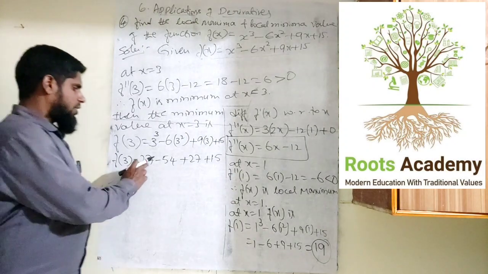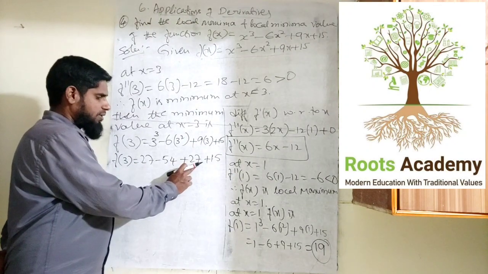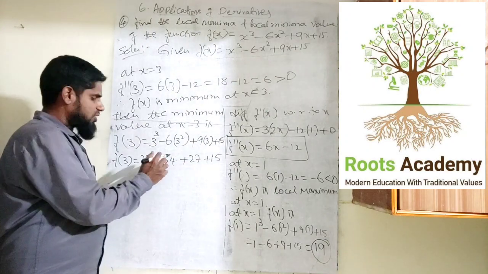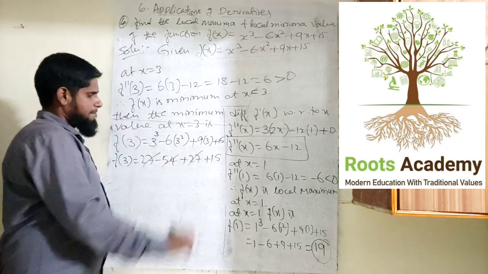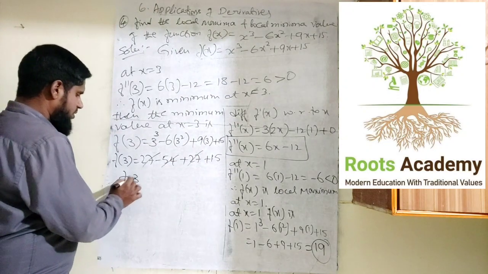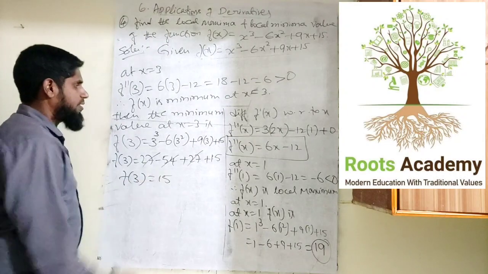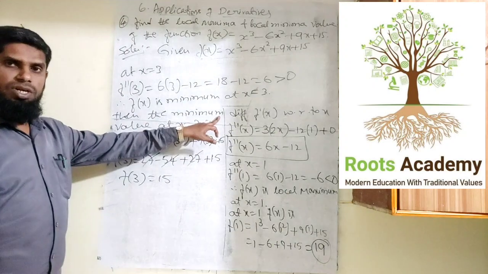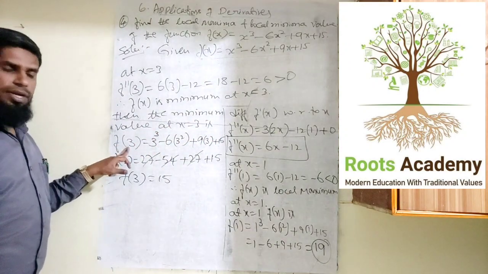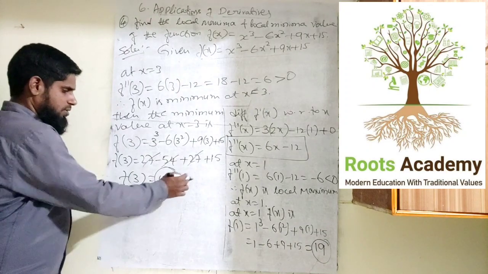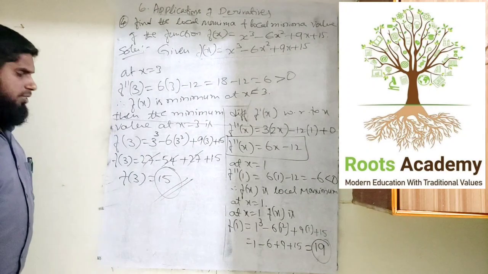So here 27 plus 27 is plus 54, which gets cancelled with minus 54. Then f(3) is equal to 15. So student, the minimum value of the function is at x equal to 3 and the minimum value is 15. That's it.